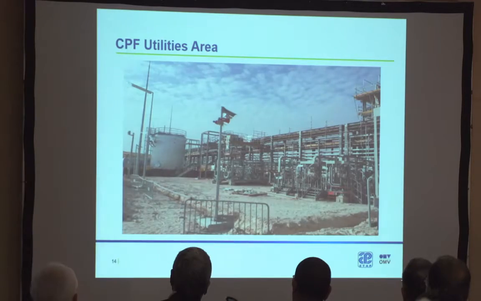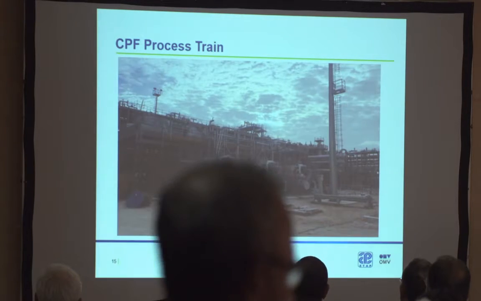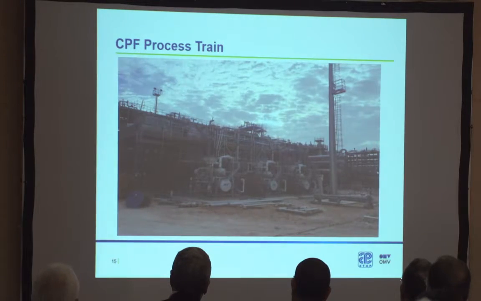This is the central processing facility. So you can see for example, this tank is for methanol, and we can see the pumps and all the utilities. We have a corrosion inhibitor, we have demulsifier, all the needed chemicals. This is the process train with the hydrocarbon dew point unit. Here we can see the propane compressors for the refrigeration unit.